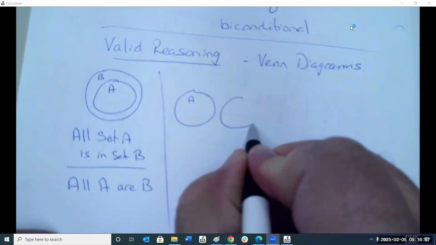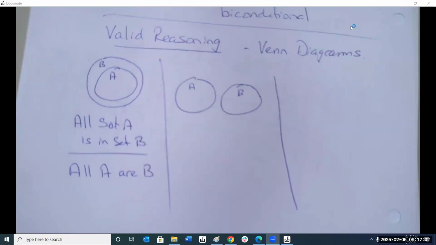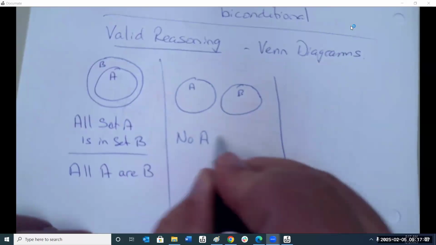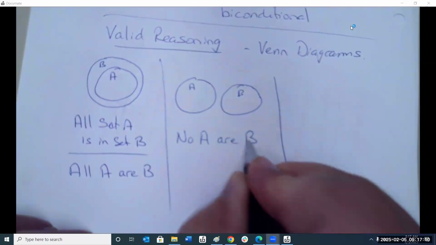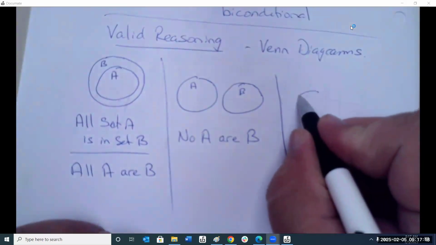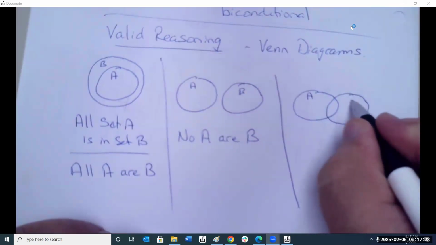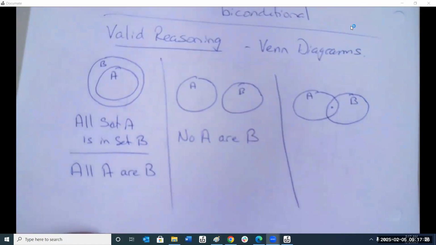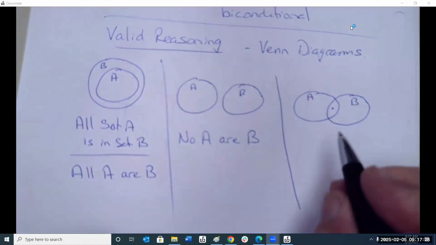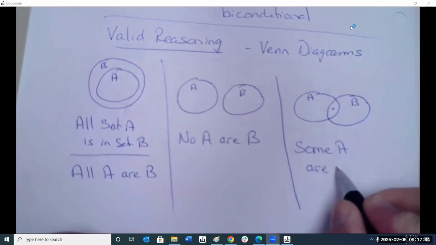Here's set A, and here's set B. How would you read that one? No A are B. Here's set A, here's set B. What does this represent? Right. Some A are B.